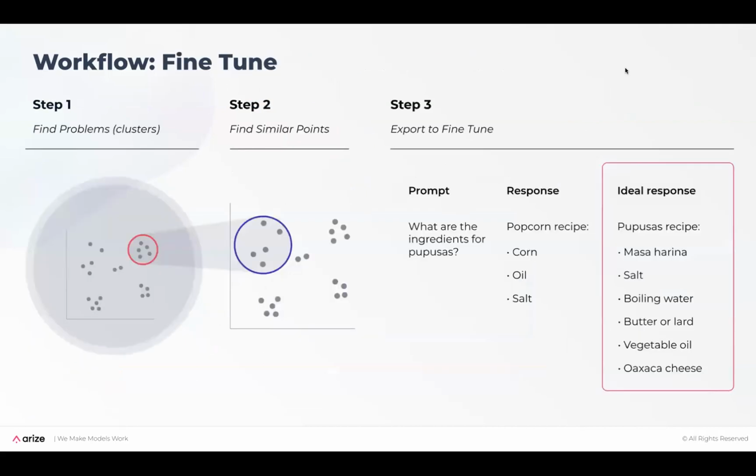Last but not least, fine tuning. Fine tuning costs a lot of money. I think everybody knows that, especially with these large language models. So if you're going to do fine tuning, you're going to want to make sure you're doing it strategically. And Arise really helps you to do that.